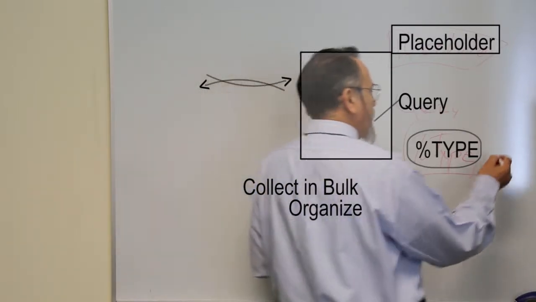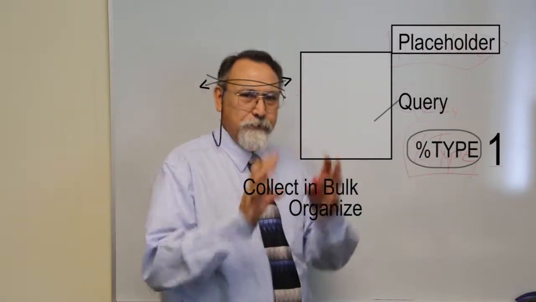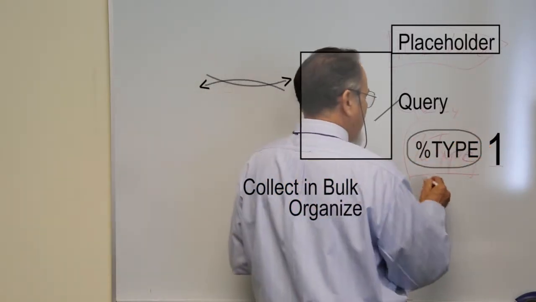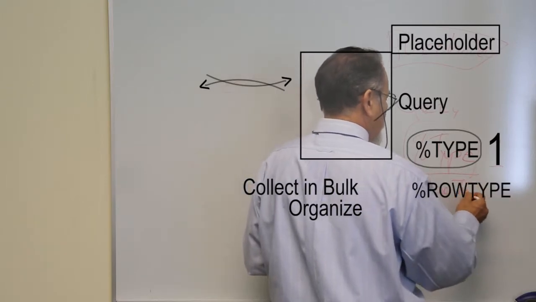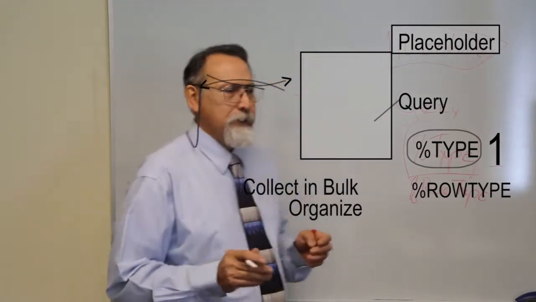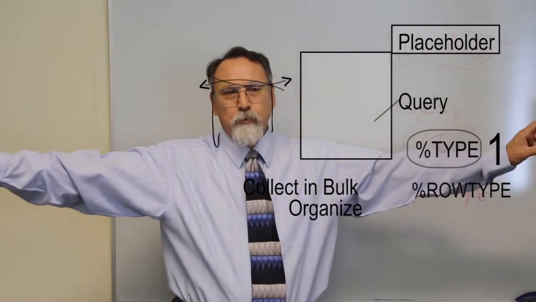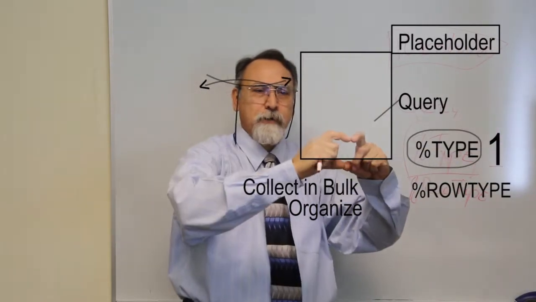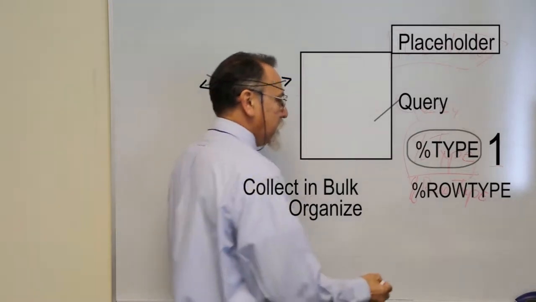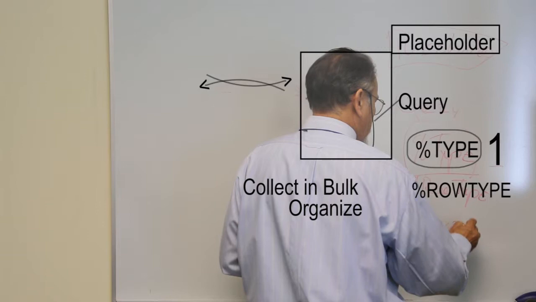Now, this is only one item at a time. That's just like one field. If you want to bring more than one item, there's a row type. Percent row type. What this allows you to do is bring everything that's associated with one record. Instead of just one field or a couple of fields, you bring the whole record over. Now, there's also what they call record type.